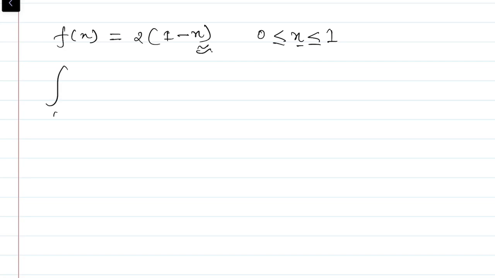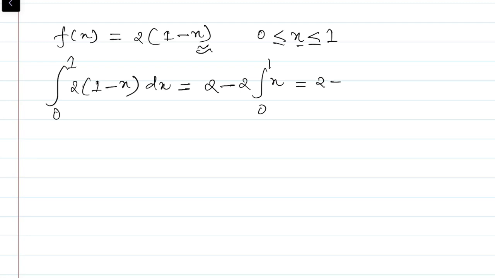So let's do the integration in the range 0 to 1 of the function 2(1 - x) dx. So this is simply 2 minus 2 times the integral of x from 0 to 1, right? 2 minus 2 x squared divided by 2, from 0 to 1, and this is 2 minus 1, which is 1. All right, so this is a valid PDF because the integration is 1 and the values of the function are positive. We can also draw the graph of this function.